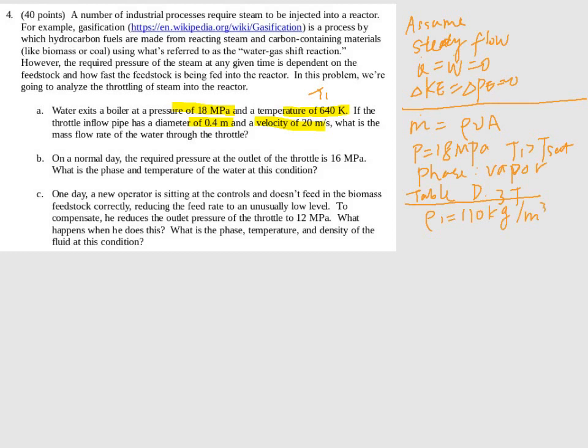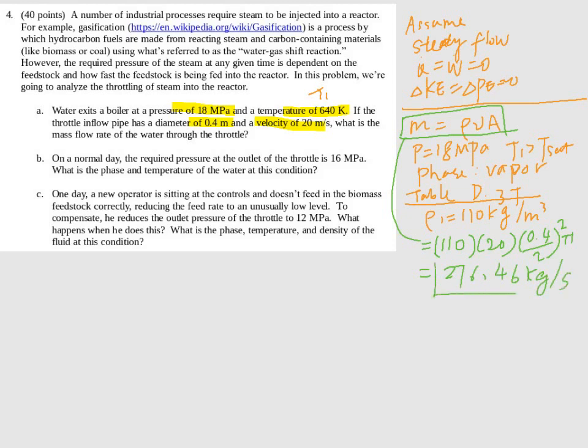Okay, so now we have everything to solve for our mass flow rate, which is this equation here. So mass flow rate is the density, which is 110, times the velocity, which is 20, and the area is just, so this is diameter, so we need to divide that by 2 first. So that's our radius squared, and then times pi. So if we calculate that, we will get 276.46 kilogram per second. So this is for part A.